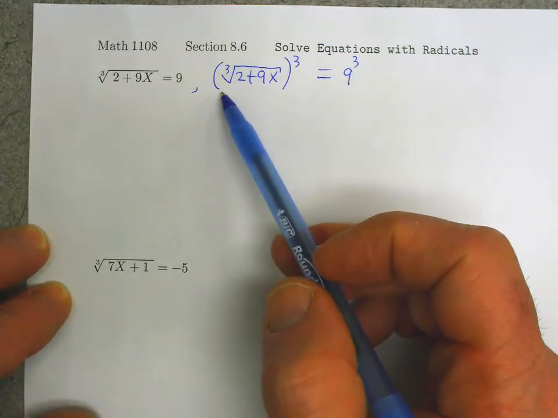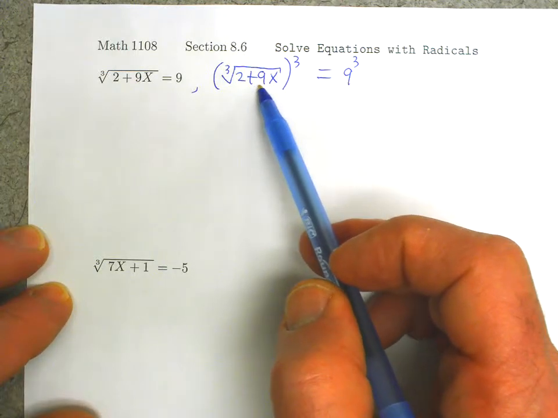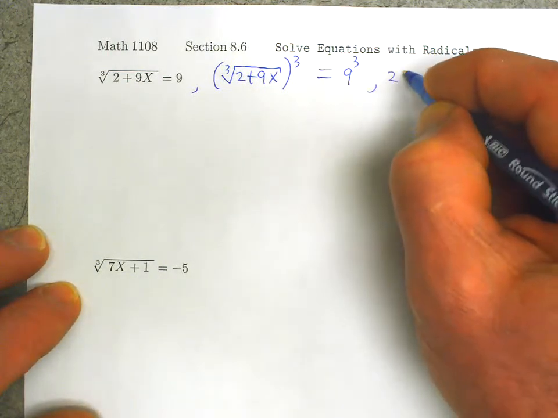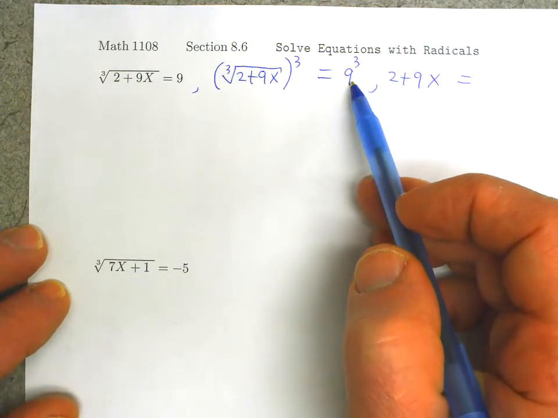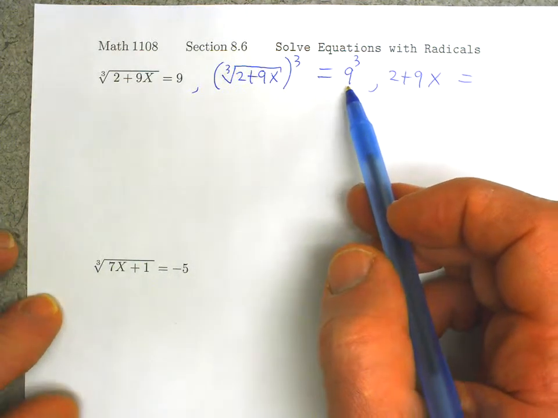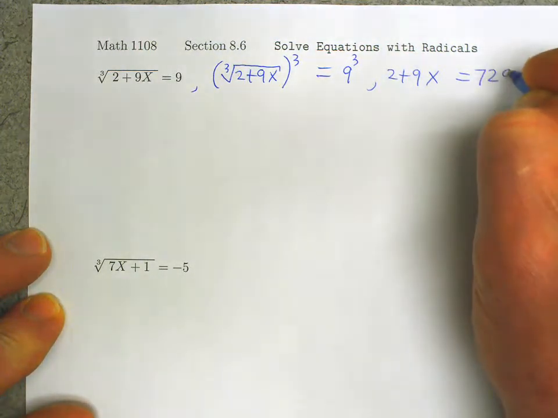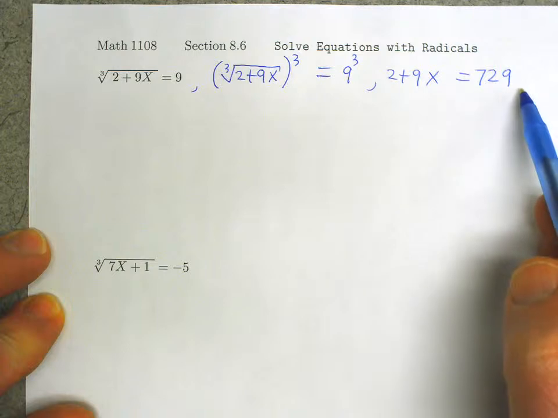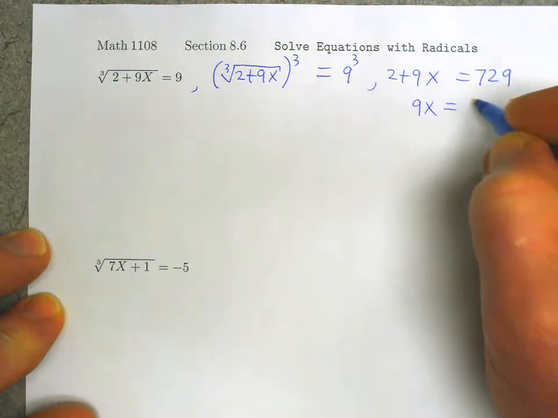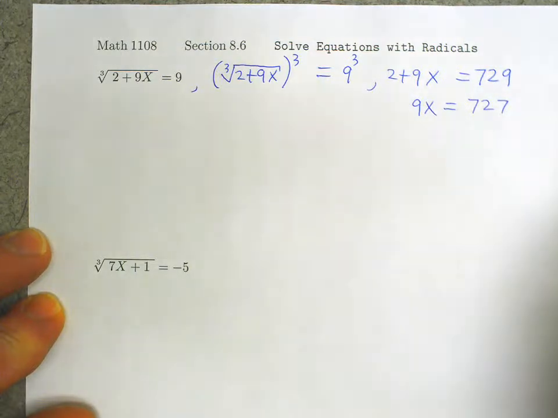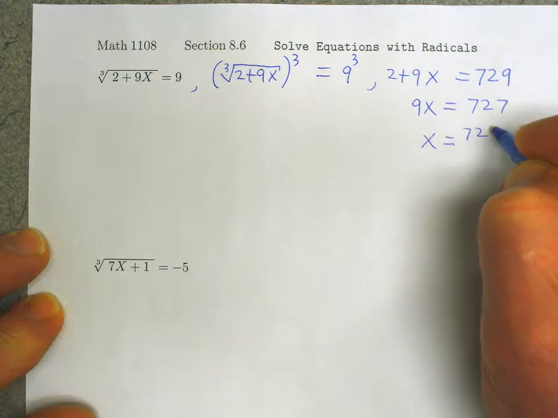We're doing the same thing to both sides. But when you raise the cubed root of 2 plus 9x to the third power, you're just going to be left with 2 plus 9x. And when you raise 9 to the third, that's just 9 times 9 times 9. 9 times 9 is 81, and 81 times 9 is 729. And then we'll solve this for x, subtract 2 from both sides. So we get 9x equals 727. And then divide both sides by 9. x equals 727 divided by 9.